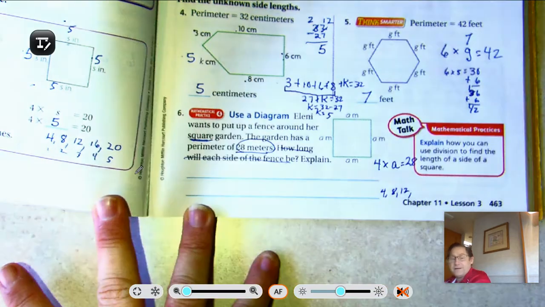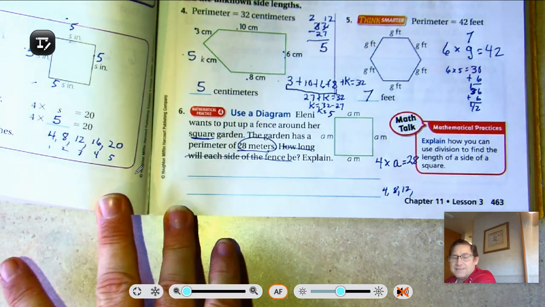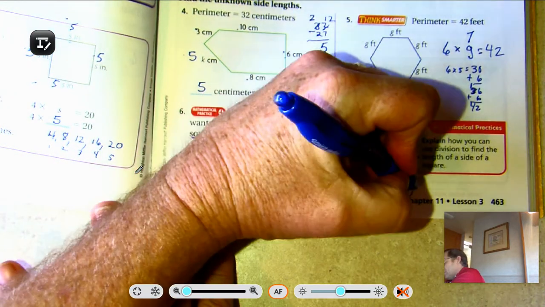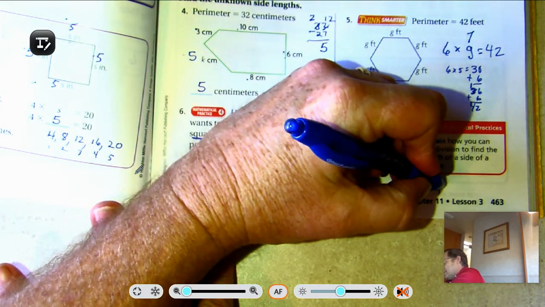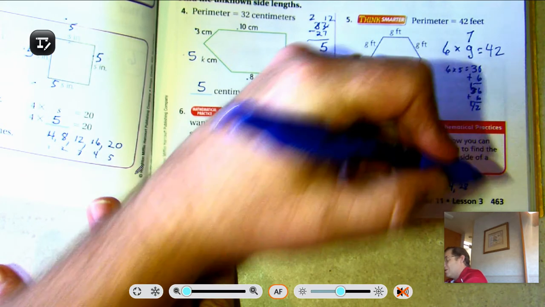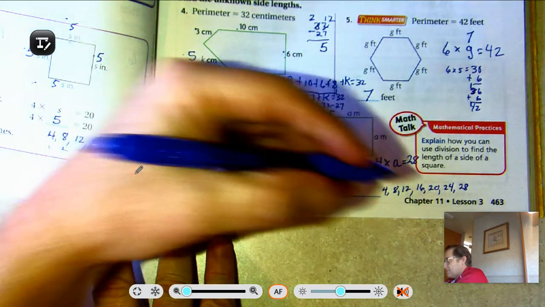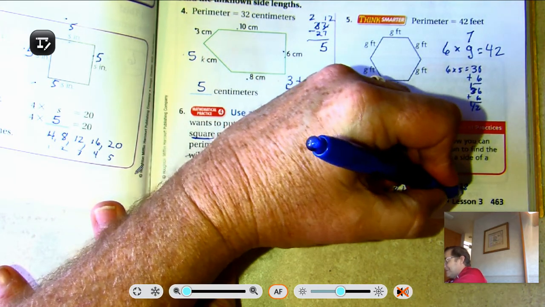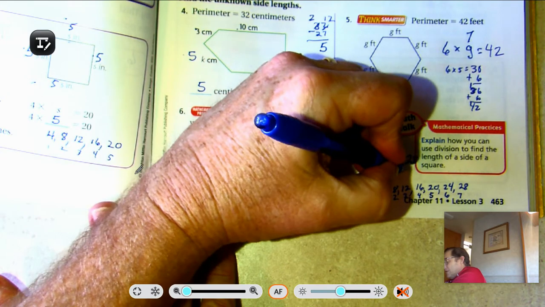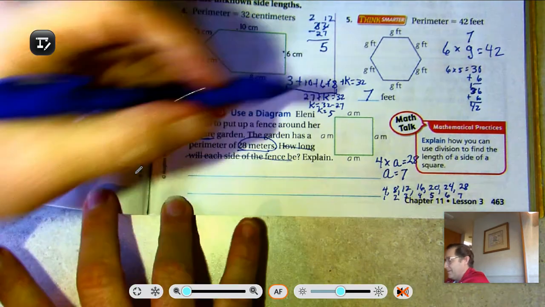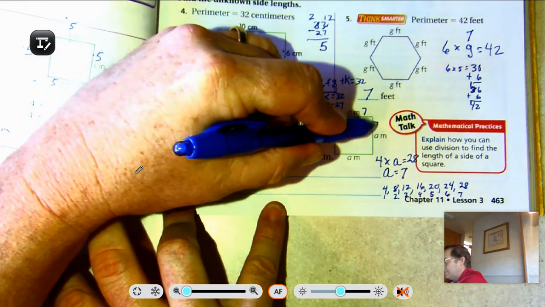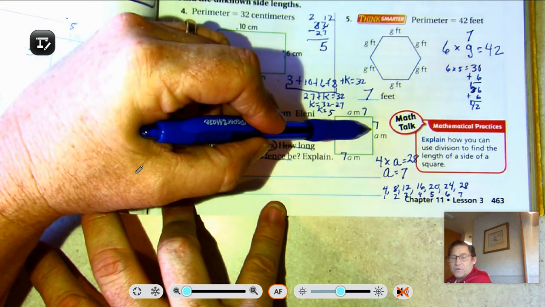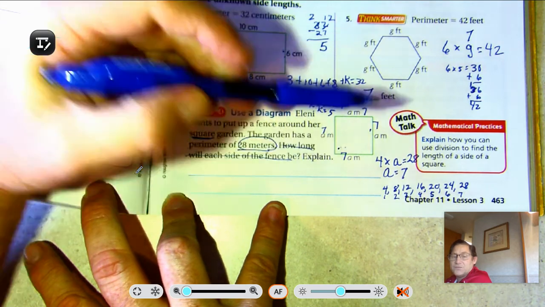I can skip count if I'm not certain. But by this time of the year, we really should know that 4 times what is 28. 4, 8, 12, 16, 20, 24, 28. So how many times did we count 4s? 1, 2, 3, 4, 5, 6, 7. So the unknown side is 7. 7 and 7 is 14. 14 and 7 is 21. 21 and 7 is 28.